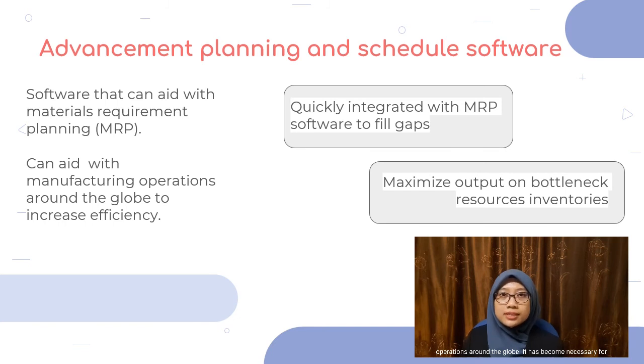It has become necessary for modern-day manufacturing operations due to customer demand to increase the production mix and lower the cost pressure. APS can be quickly integrated with MRP software to fill gaps where the system lacks planning and scheduling flexibility and accuracy. APS helps planners save time while providing greater agility in updating ever-changing priorities, production schedules, and inventory plans.